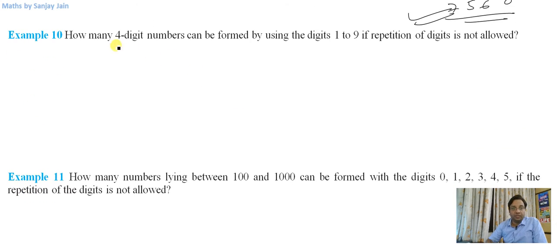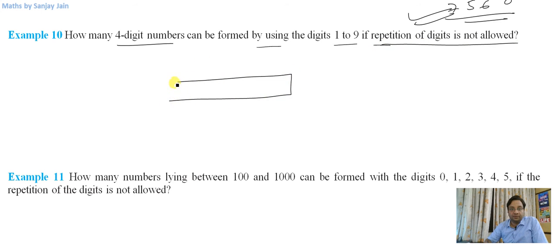How many 4-digit numbers can be formed by using the digits 1 to 9 if repetition is not allowed? So I have to form 4-digit numbers, right? So basically I need to fill these 4 places. And how many digits do I have? 9 different digits, right? And repetition is not allowed.